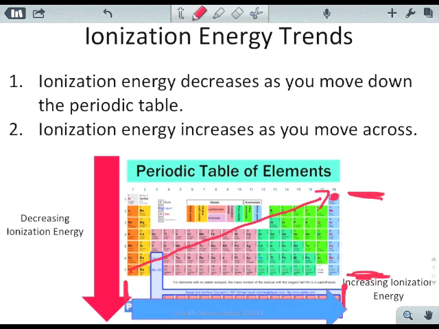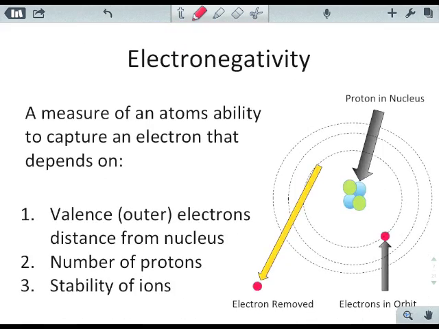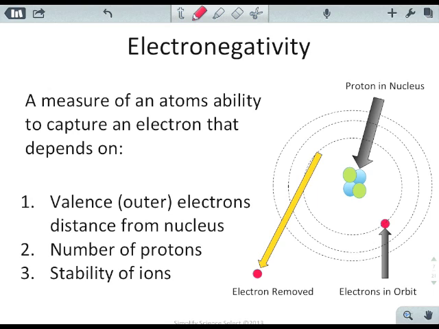So helium will have the highest ionization energy of anything on the periodic table. As it moves towards helium, it's going to have a higher ionization energy. We can look within a group, or within a family, and we see that the ones at the top will have a higher ionization energy than the ones on the bottom. Or if we look in a period, the ones to the right are going to have more than the ones on the left. That's ionization energy.